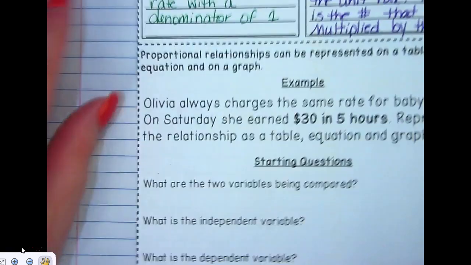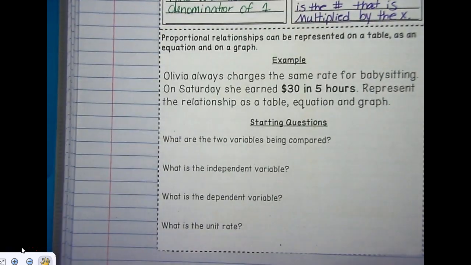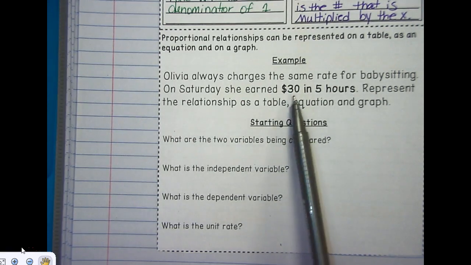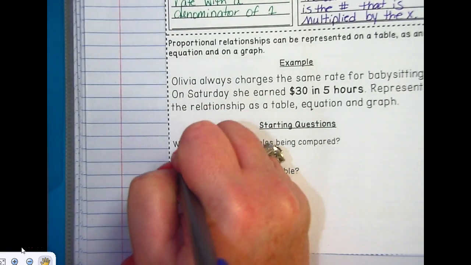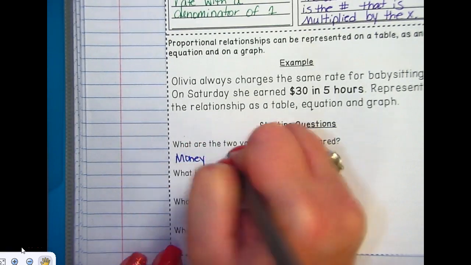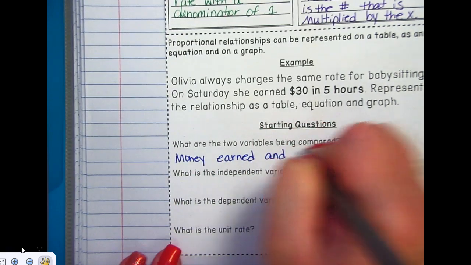Olivia always charges the same rate for babysitting. On Saturday, she earned $30 in 5 hours. That's our rate. Represent the relationship as a table, equation, and a graph. So the first thing that we need to do is look at our starting questions. What are the two variables being compared? Well, we're comparing the money she earned and the hours she worked. So that's what we're going to write. Money earned and hours worked.